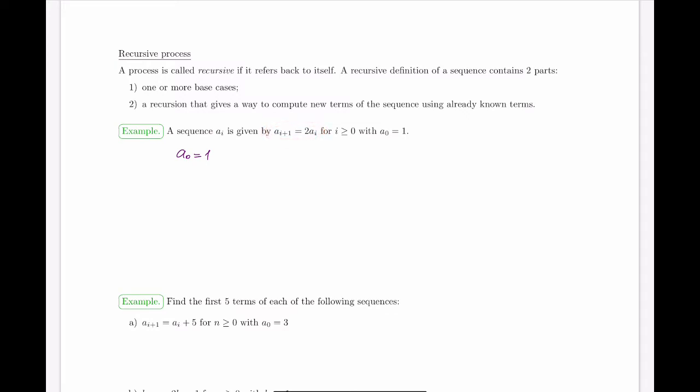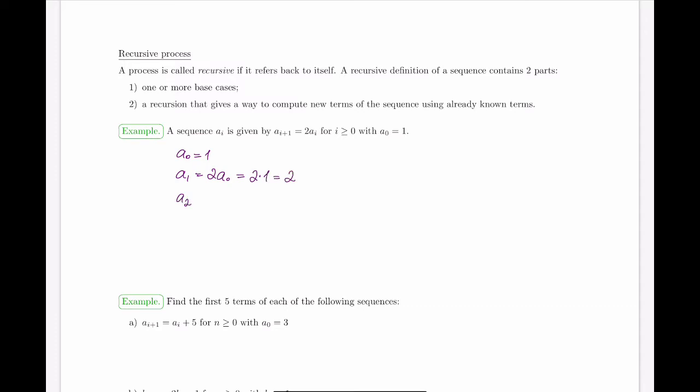Notice that for the next one, I just have to apply the recursive formula. If i is equal to 0, I can plug in 0 here and 0 here, and what I'm going to get is an expression for a1. I have a1 is equal to 2a0. Now I can plug in the value for a0, which is 1, and altogether I'm going to get 2 times 1, which is equal to 2.